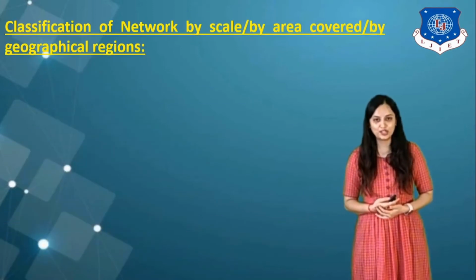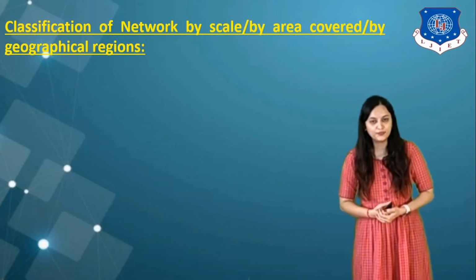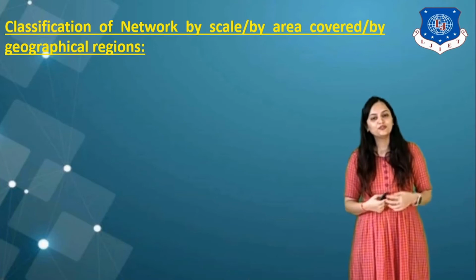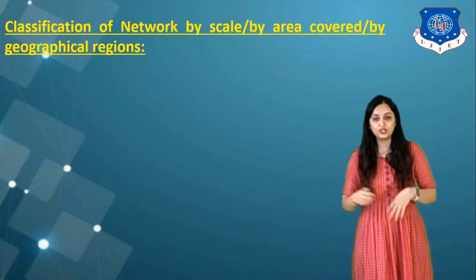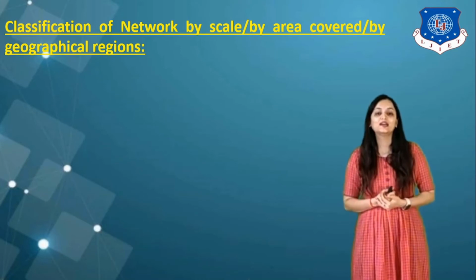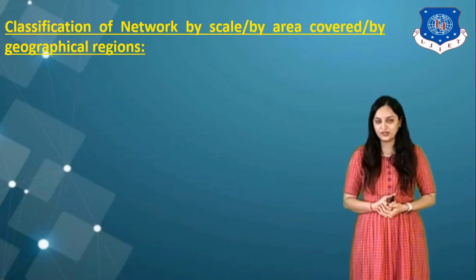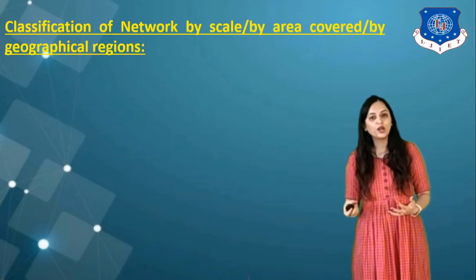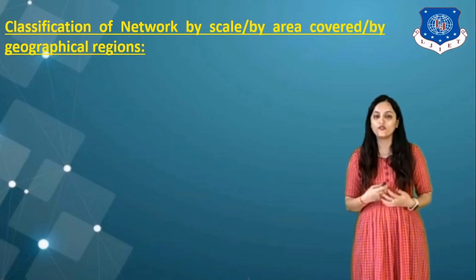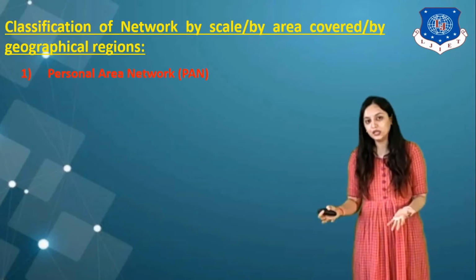Now let us see the next concept, which is classification of networks by scale, by area or by geographical region covered. So that means, let's say for example, if you want to communicate with your friend or your relatives anywhere across the globe, then you will be categorized according to your geographical region. There are generally 4 classifications of this, and also we are going to consider the broad classification as well. So over here, the first one is PAN, which is referred to as the personal area network.